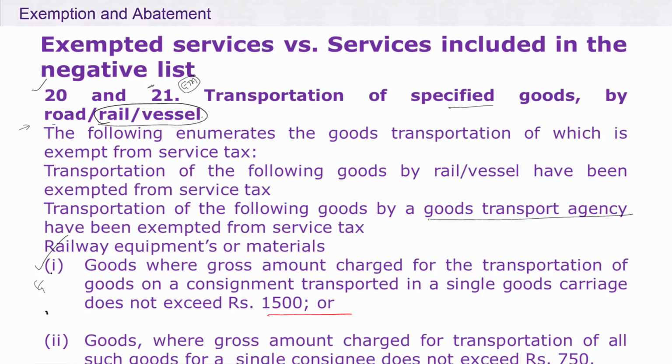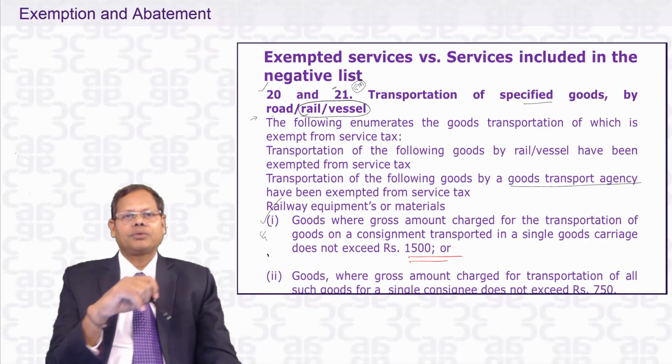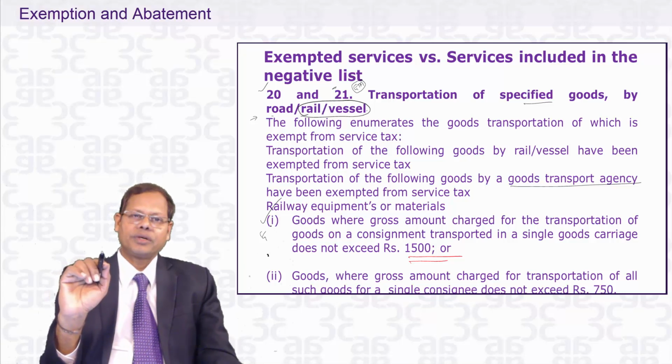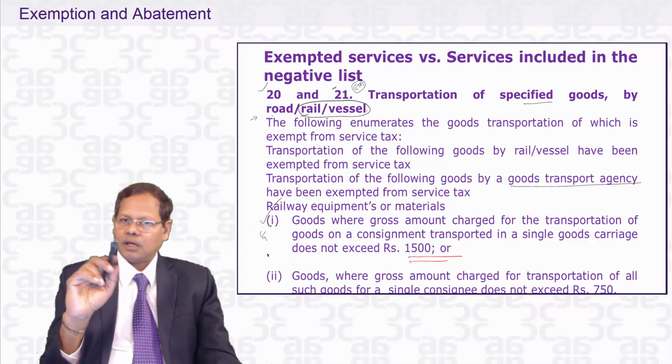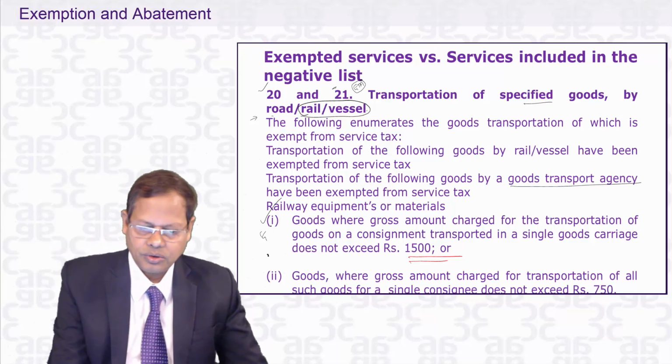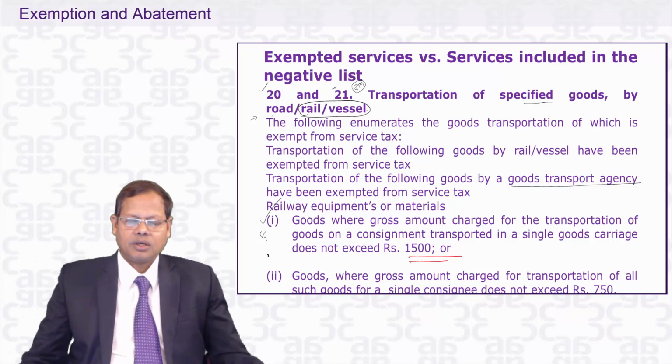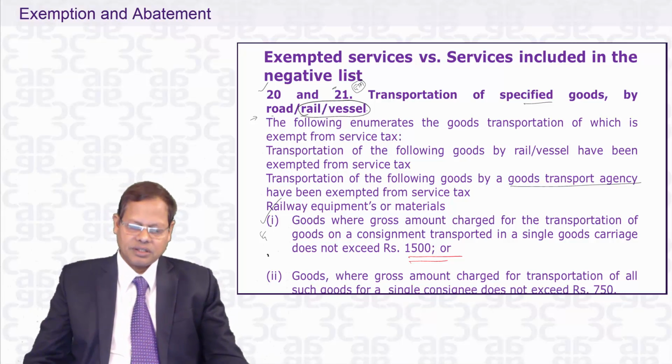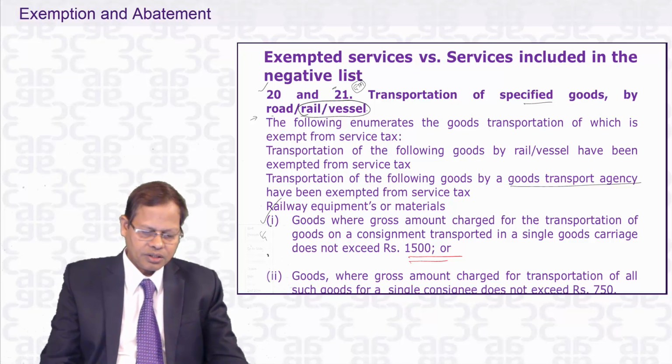So entry number 20 and 21 deal with the transportation of certain things, mostly common, except that railway equipment is specific to vessels and rails, trains, that is not specific to goods transport agency, number one. Number two, goods transport agent 1500 and 750 limits, these are there only under entry number 21 relating to GTA, not there in entry number 20 relating to transport by train or by rail or vessel. You should read this carefully, or you get the Bare Act and try to read this, because these are very important.